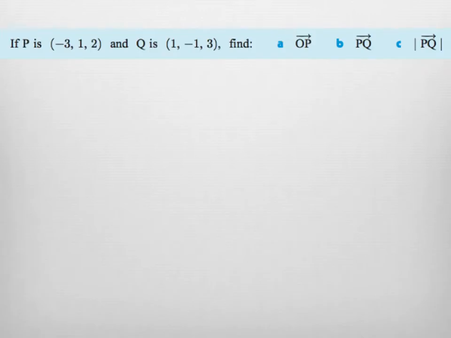Okay, let's try an example. It says here P is a point and Q is also a point with these coordinates. We have 2 points, and for the first part we're supposed to find the vector OP. It's the exact same thing that we did in the 2D system. We're going to look at the point P and take away the values of point O, which in this case is 0, 0, 0. So we end up with -3 minus 0, 1 minus 0, 2 minus 0. This is our OP vector.